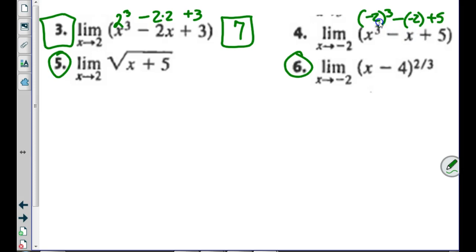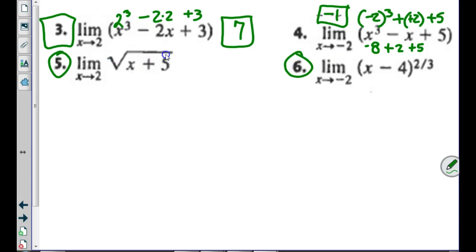This would be negative 8 plus 2 would be negative 6 plus 5 is negative 1. Anybody checking my arithmetic there? Yeah, I think it's negative 1.